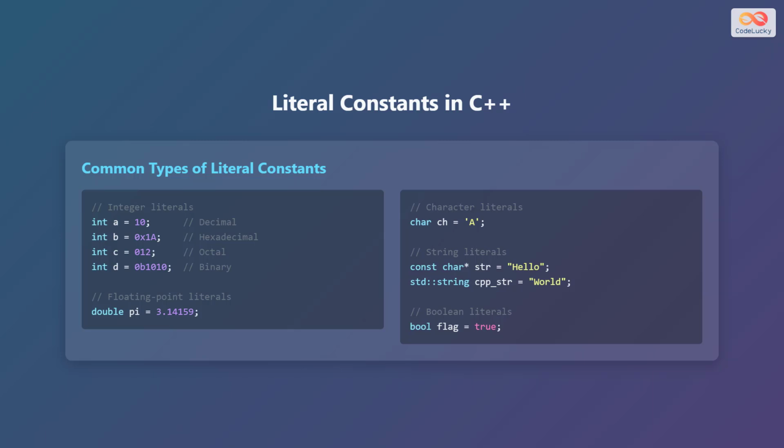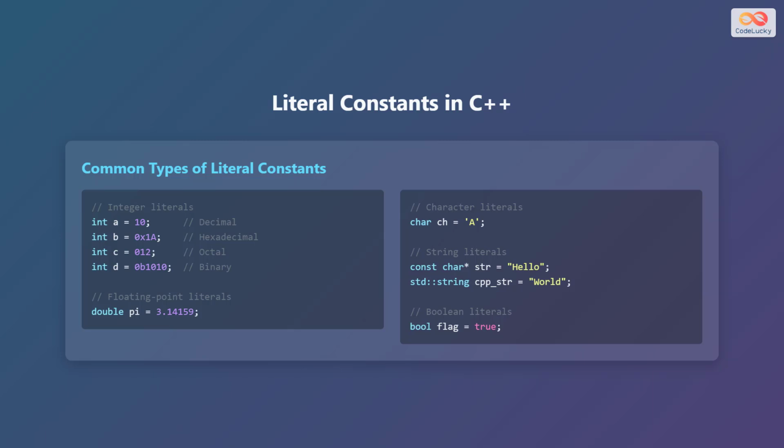Now let's delve deeper into literal constants. Here are some common types of literal constants with examples. First, we have integer literals. We can declare an integer a and assign it a decimal value of 10. Similarly, we can declare an integer b and assign it a hexadecimal value of 0x1a. An integer c can be assigned an octal value by prefixing the value with a 0, such as 012.